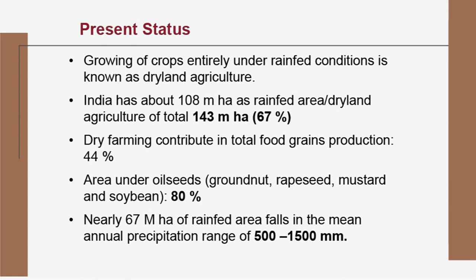So, dry farming contributes 44% of total food production. Area under oil seeds like groundnut, rapeseed, mustard is 80%. Whatever total area under oil seed is there in the country, 80% in general is in rain-fed farming. Remaining 20% may be irrigated area. Nearly 67 million hectare of rain-fed area falls in the mean annual precipitation range of 500 to 1500 millimeter. So, there may not be much shortage of water.